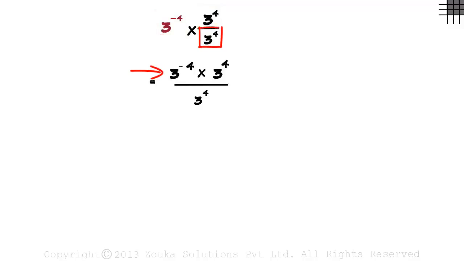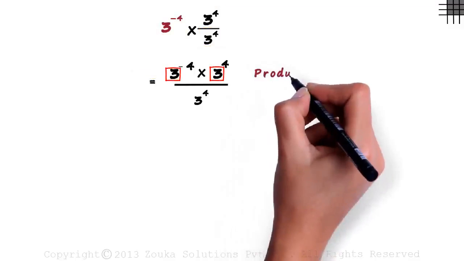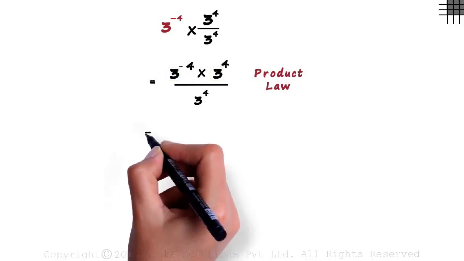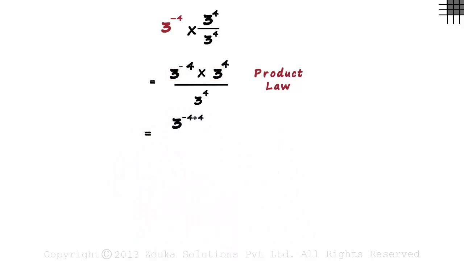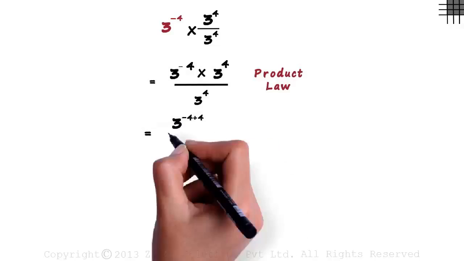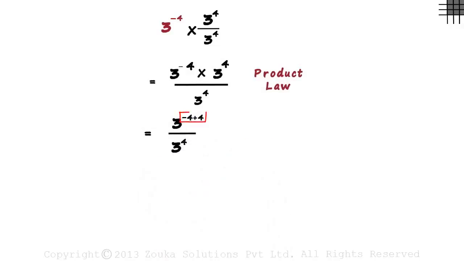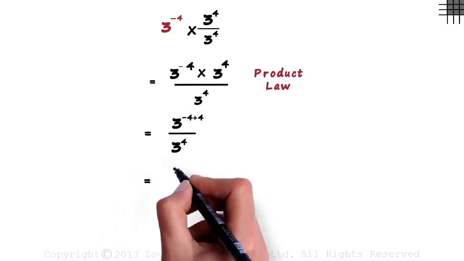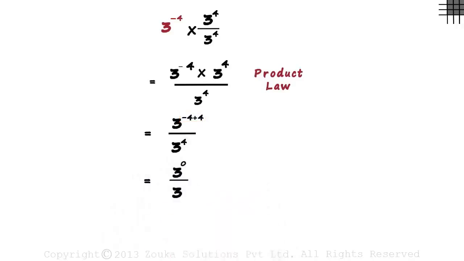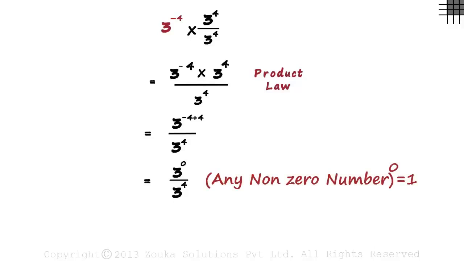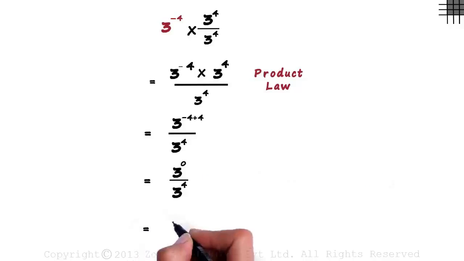Focus on the numerator now. Since the base is the same, we can use the product law to write it down as 3 raised to minus 4 plus 4. And we write the denominator as is. Minus 4 plus 4 equals 0. Hence, that would equal 3 raised to 0 divided by 3 raised to 4. And since we know that any non-zero number raised to 0 equals 1, we can write it down as 1 divided by 3 raised to 4.